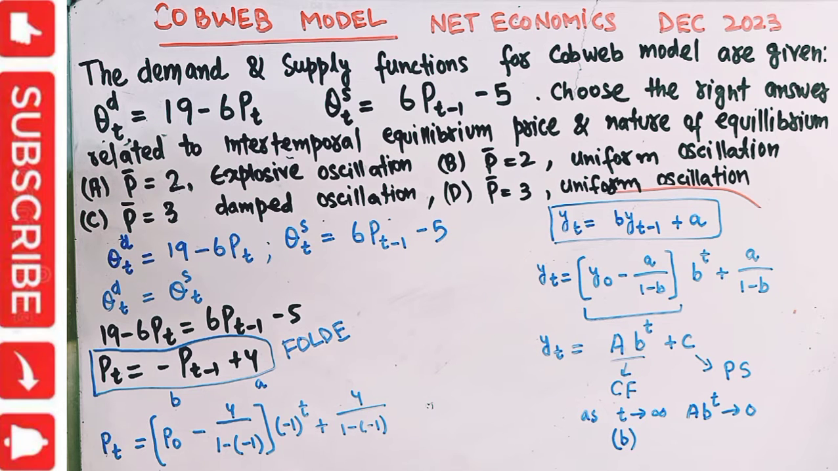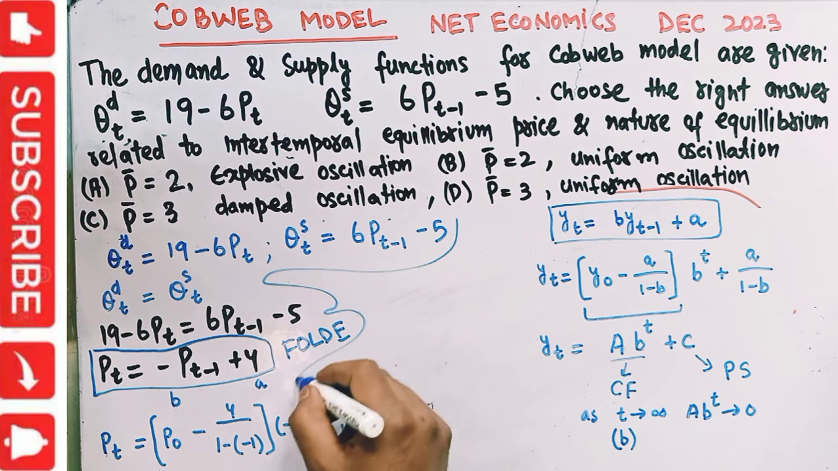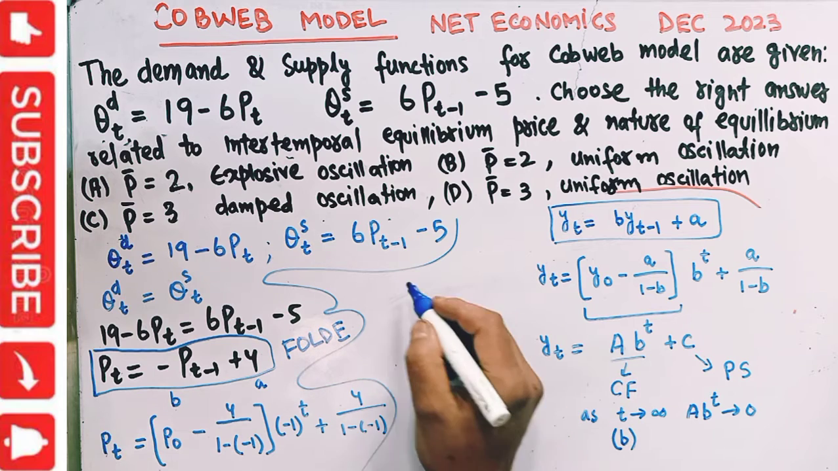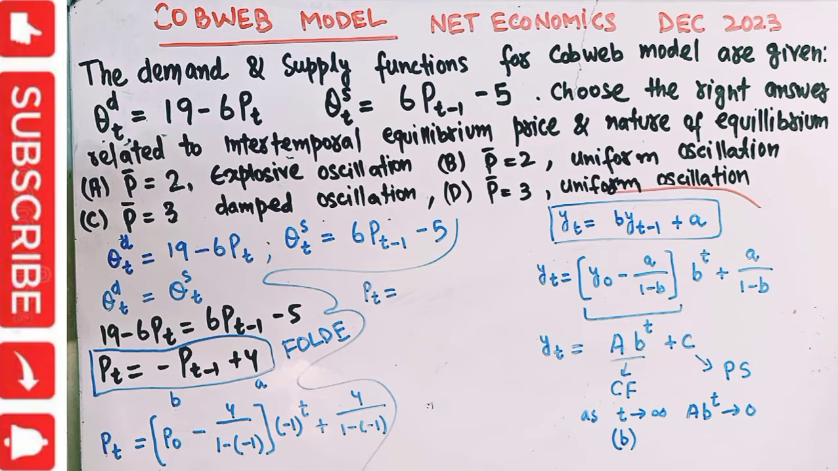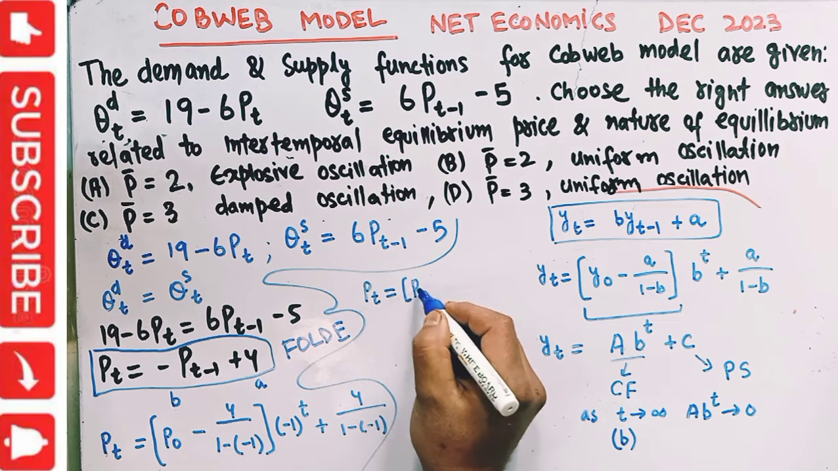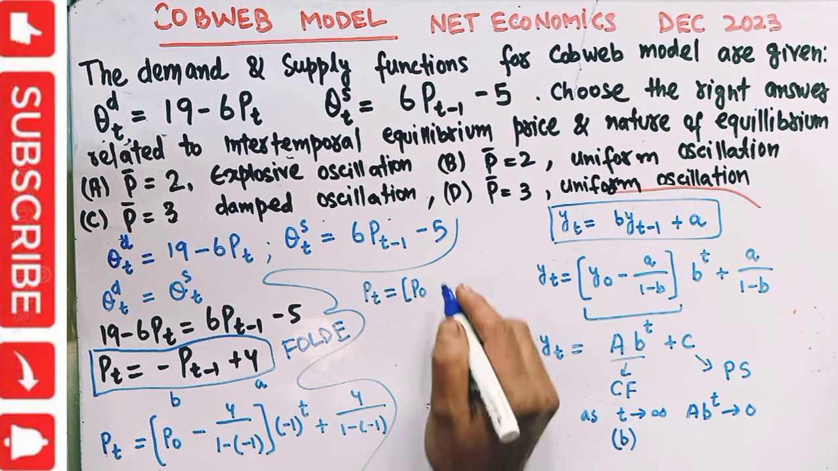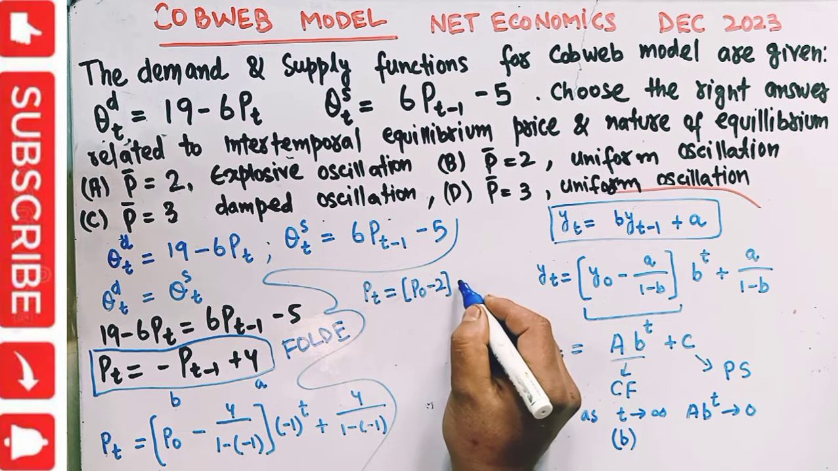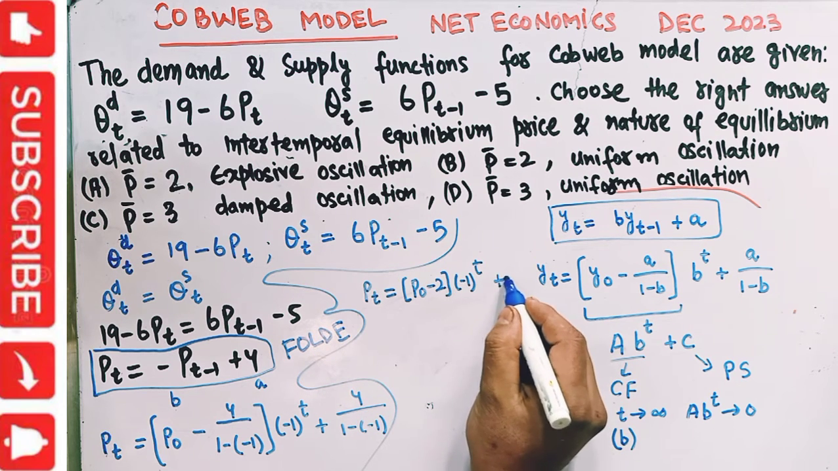Which sums up to, and let's write it here. I don't have the space here, so I can rewrite it in this fashion. P_t is equal to, let's solve it. So we have p naught minus 4 upon 2; minus into minus is plus, so 4 upon 2 is 2. Then we have minus 1 raised power t plus we will get 2.